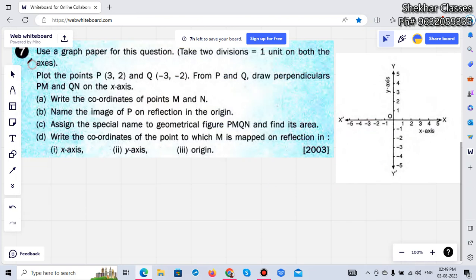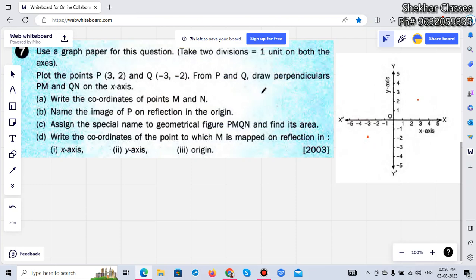First, it says take 2 divisions as 1 unit. So this is 2 divisions here. In the graph paper you take, this is 1 and this is 2, like that. You know how to do that. Now we have to plot P, which is (3, 2), and Q, which is (-3, -2).